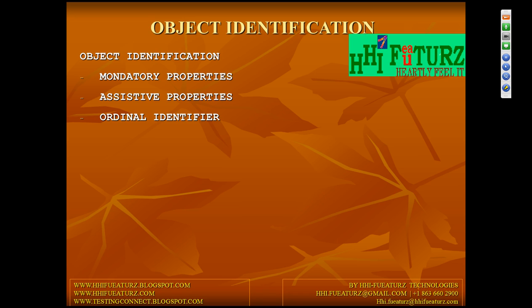Ordinal identifier is nothing but index, location, creation time. Indexing is nothing but like yard friend 1, yard friend 2, yard friend 3, something like that. Location means the absolute location of that object. Then creation time is the time at which the object is getting populated, getting created. That is the time if we add, so that is nothing but creation time.